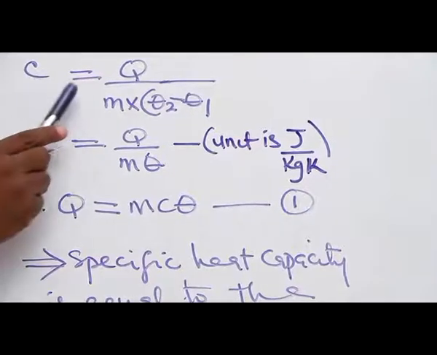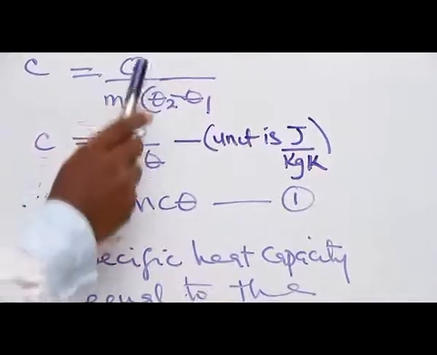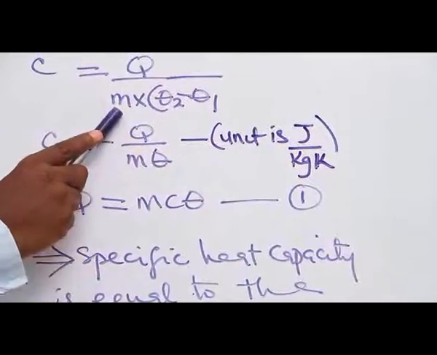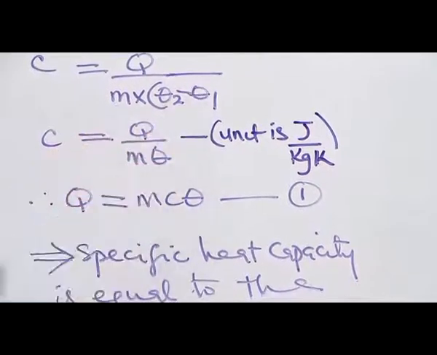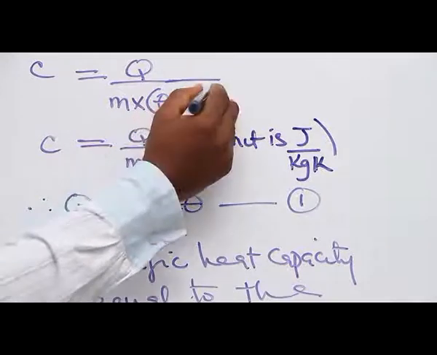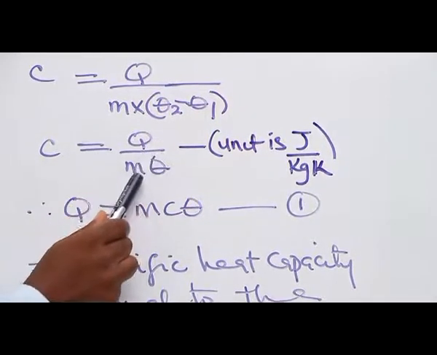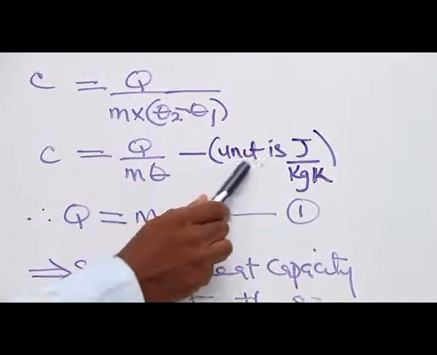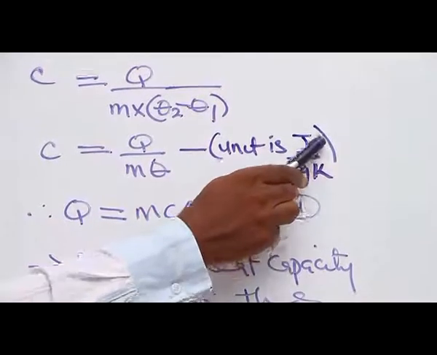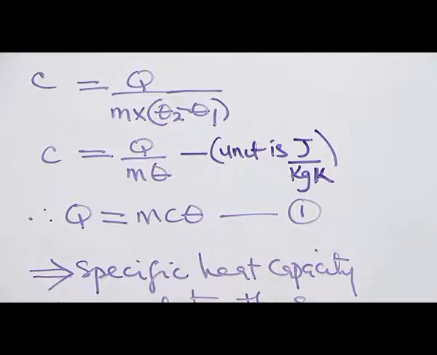Specific heat capacity is equal to Q, the quantity of heat energy, over m, the mass of the substance, times the change in temperature, theta 2 minus theta 1. Specific heat capacity is Q divided by m theta. The unit of specific heat capacity is joule per kilogram per Kelvin.